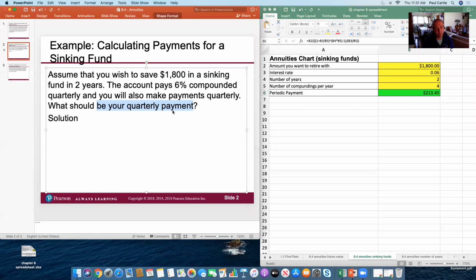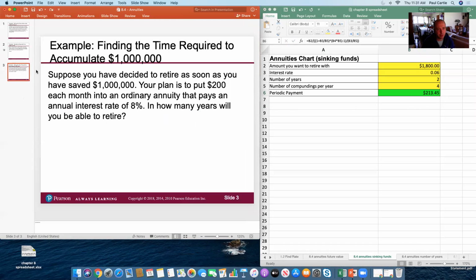Okay, so that's the second type of question that you'll be asked in this annuities section. And the third type is finding the time required to, in this case, accumulate $1 million. I want $1 million. How long until I can retire, basically, is the idea. I'm going to put $200 every month out of my paycheck into an annuity that pays an interest rate of 8%. How many years until I can retire with my $1 million bank account?